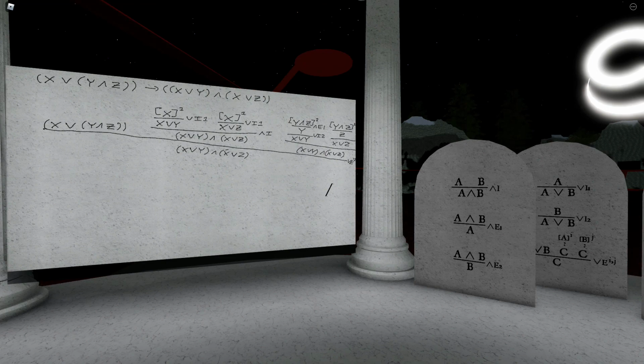And so now within those 2 smaller subproofs, the x's in the first proof are not discharged, and the y and z's in the second proof are not discharged. But once you pass through this bottom line, they are no longer assumptions. We are claiming that we do not need to assume that x is true or that y and z is true to get from x or y and z to x or y and x or z.